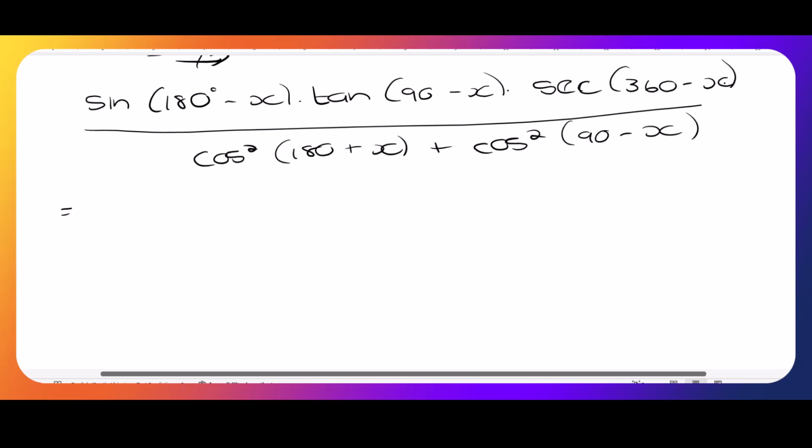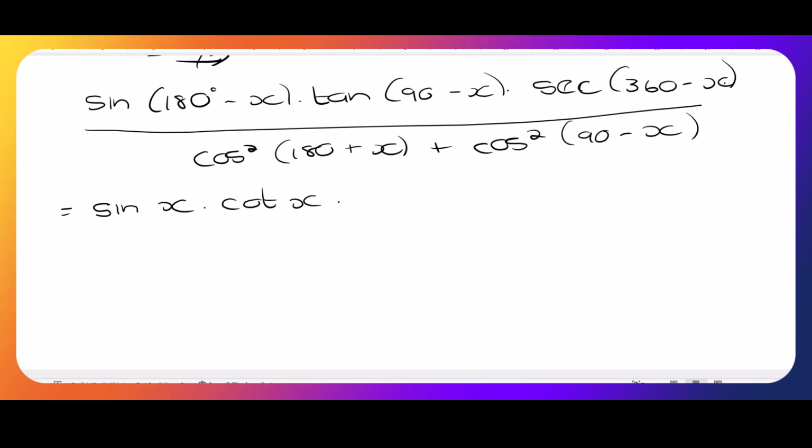If I look at sin 180 minus x, 180 minus x tells me it's quadrant number 2. It's positive in quadrant number 2, and because it's 180, it's not changing. It stays sin x. If I look at my second one, tan 90 minus x, 90 minus x tells me it's quadrant number 1. It's positive in quadrant number 1, but because it's a co-ratio, it changes to cot x. My third one, sec 360 minus x, quadrant number 4. It's positive in quadrant number 4, and because it's 360, it stays sec x.